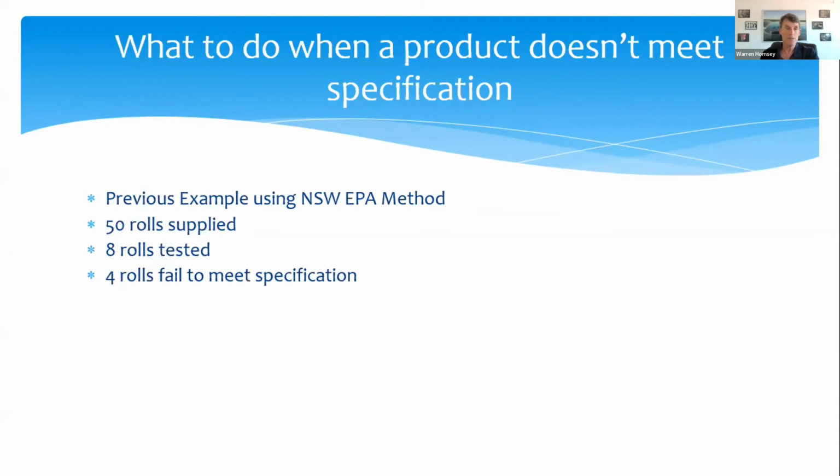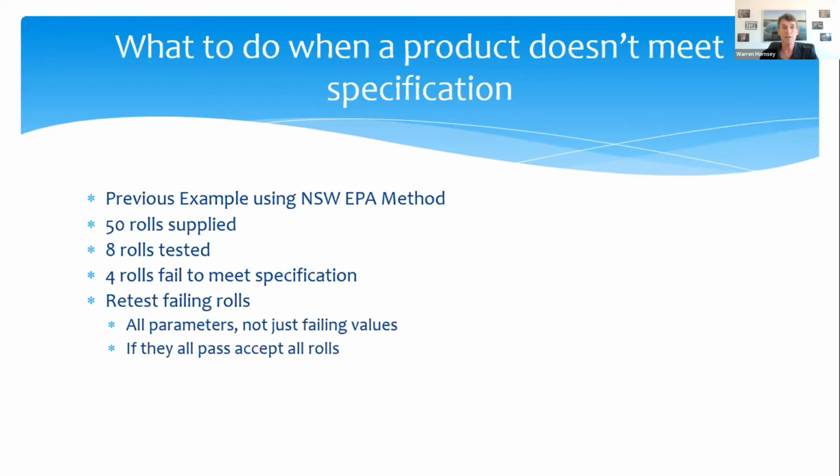So if we then look at the New South Wales EPA method, and we look at those same 50 rolls supplied, 4 rolls failed to meet specification. New South Wales allows retesting of the failed rolls, but not just the parameter that fails. So in this case, CBR failed. You need to retest all the parameters. So the full set of parameters, RAG, trap tear, all the rest of it. If all the values pass on those 4 rolls, you accept all the rolls.